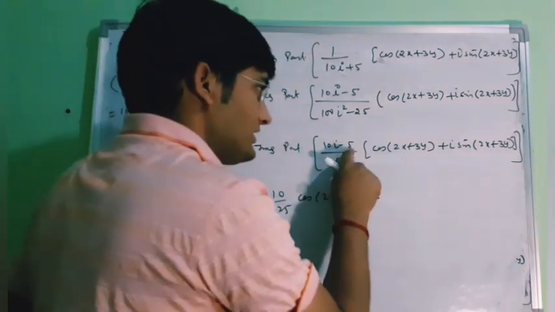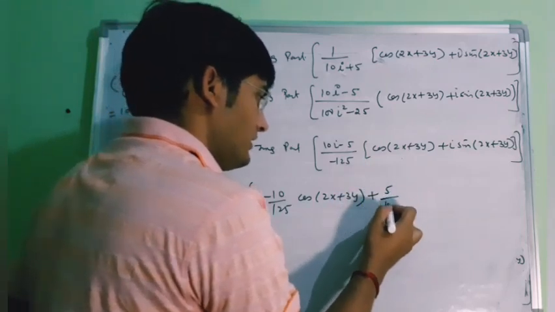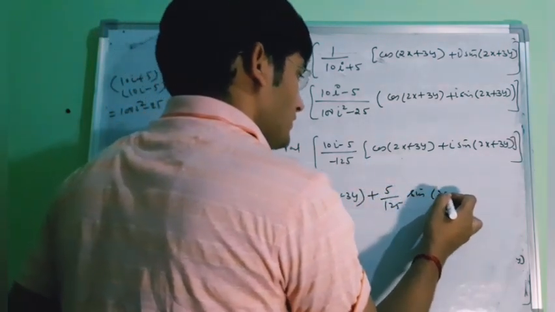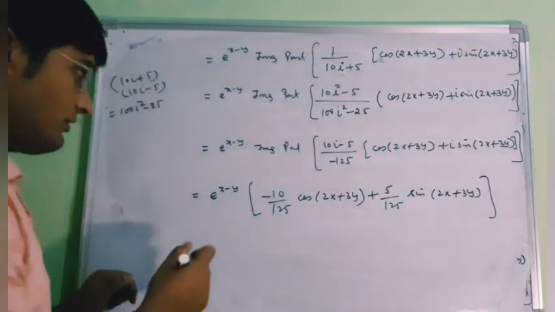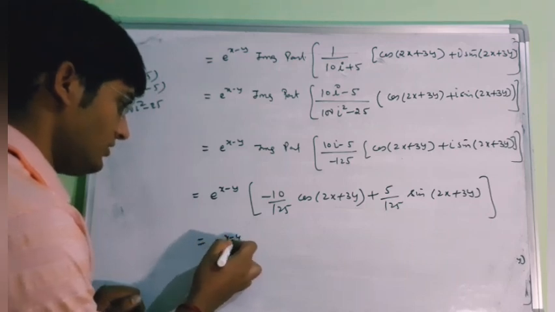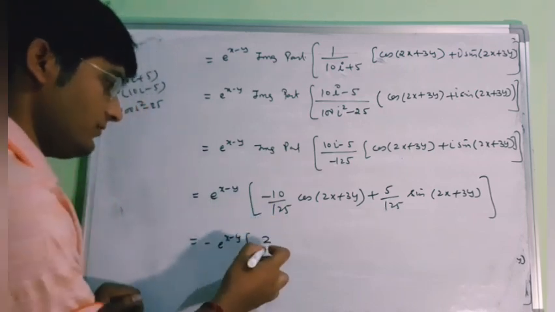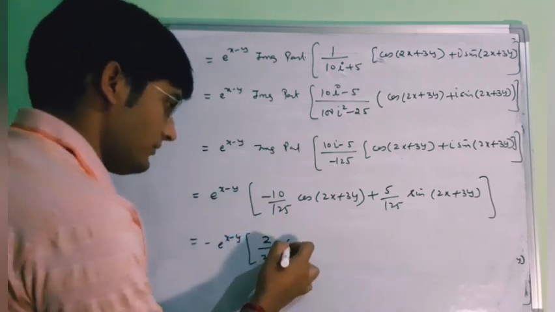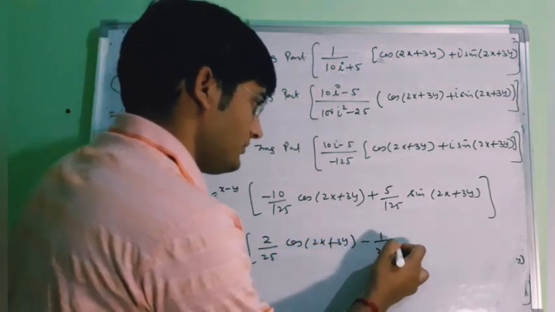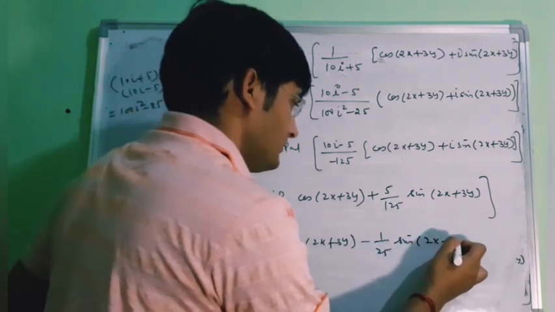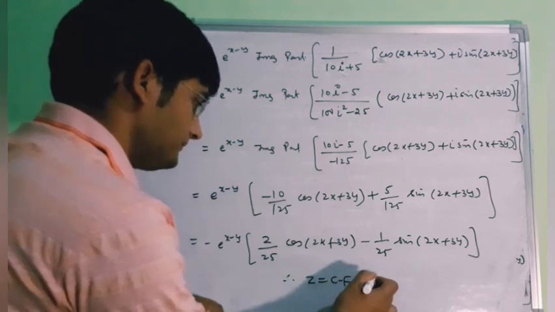And then if you multiply minus 5 into this term, then again we will get the imaginary part, and this will be your sin(2x+3y), and the rest are the real parts. So our answer is e to the power x minus y. If you want to take this minus sign common, then we will have 5 to the 10, and here we can have 25 cos(2x+3y), and here we will get minus 1.25 sin(2x+3y). Therefore our complete answer is z equal to CF plus PI.